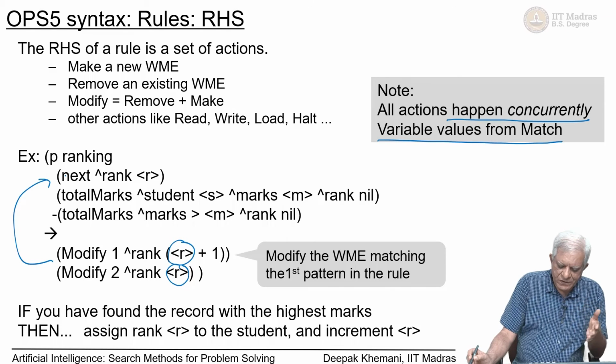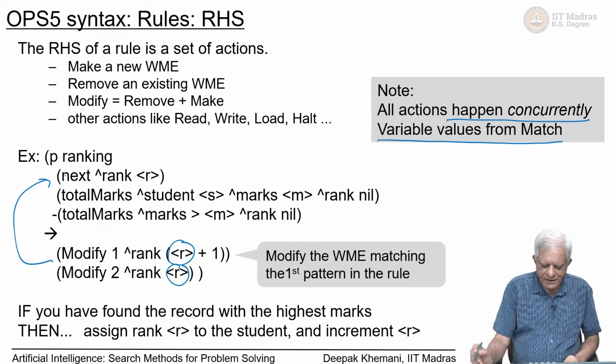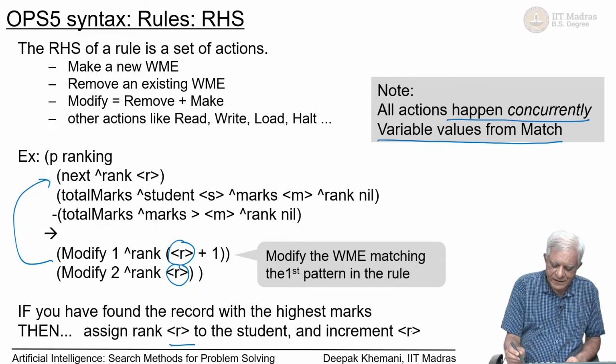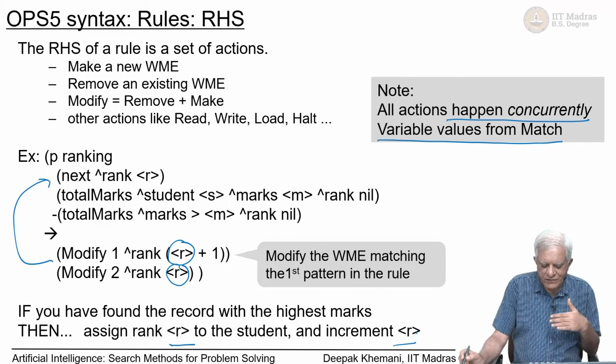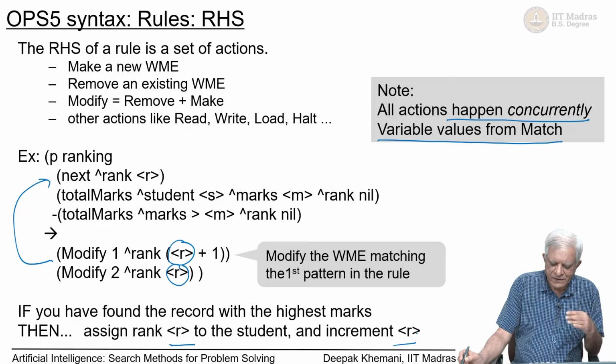So, if you have found the record with the highest marks, then assign rank R to the student and increment R also. There is no sequence, that kind of confusion that would happen in imperative programming, that if you say R is equal to R plus 1 and assign rank R to the student, that means the incremented rank would be assigned, but this is not the case. The R that is used is the R that the inference engine has got in the match phase essentially.